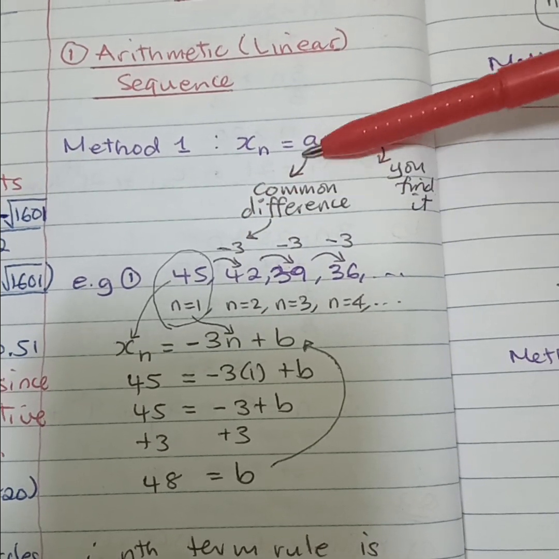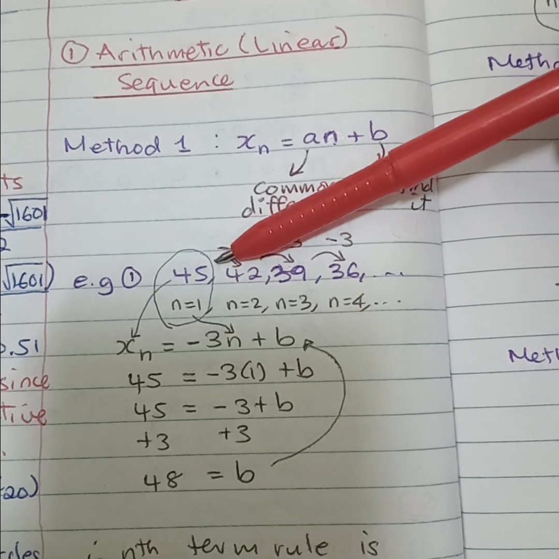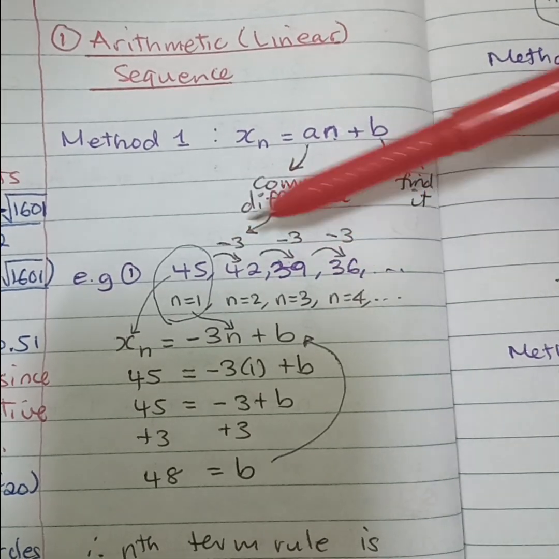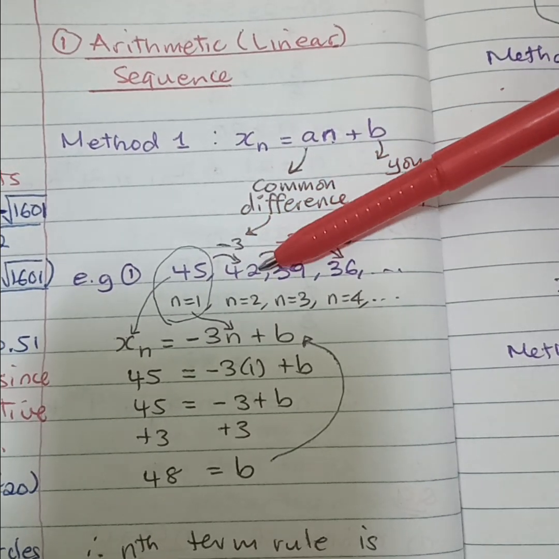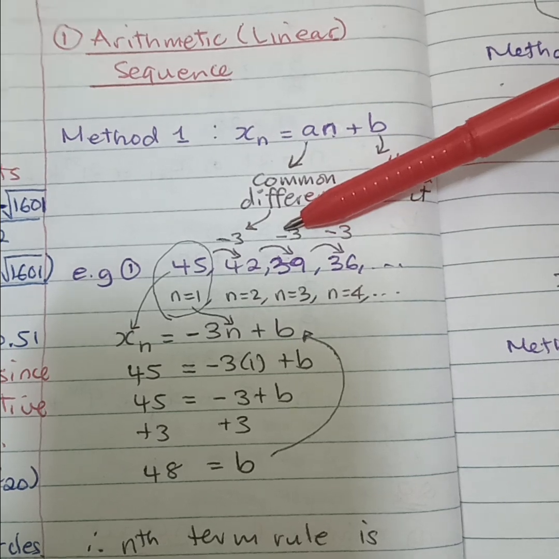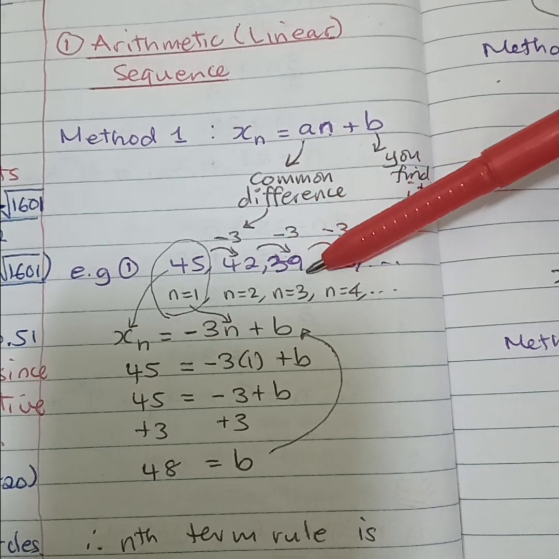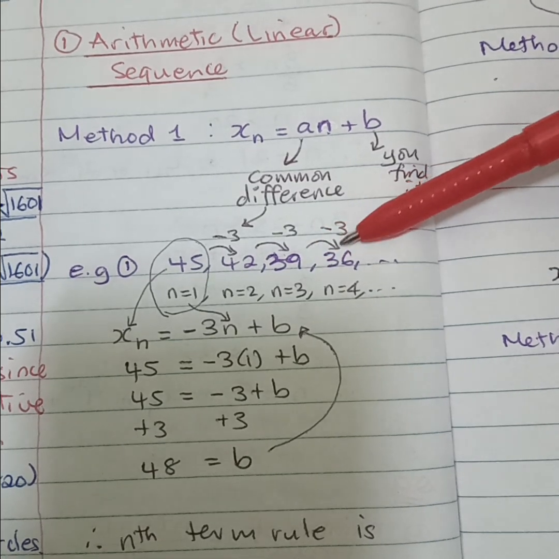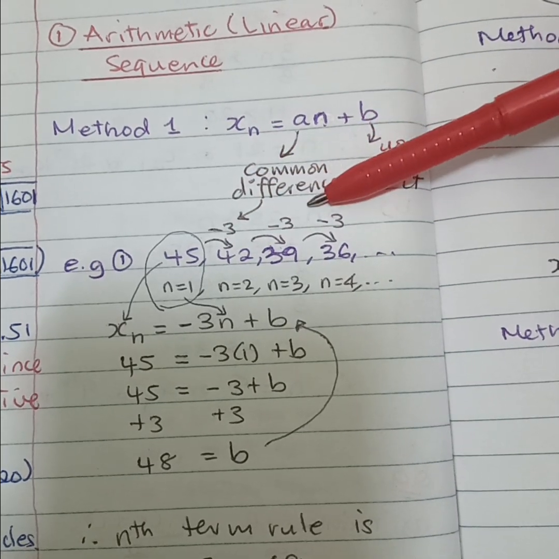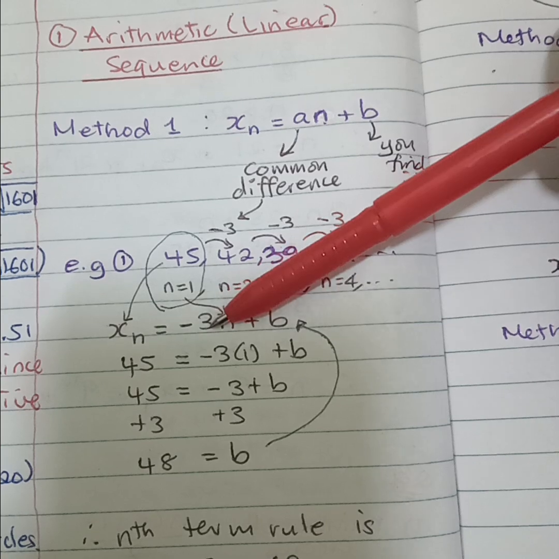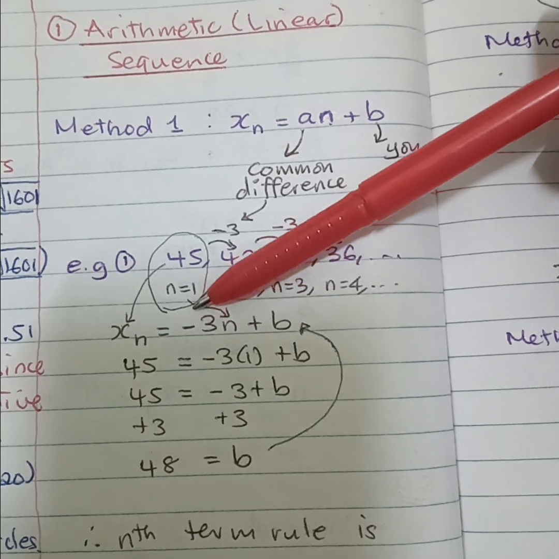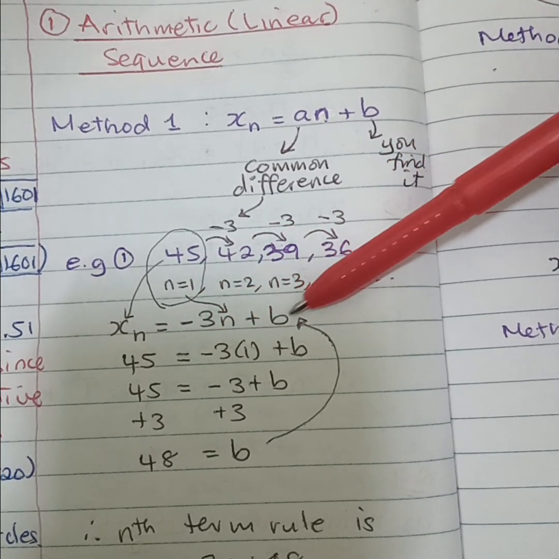First, we can find the value of a, which is the common difference, by looking at the first terms of the sequence that are given. You see, from 45 to 42 we are going by minus 3. From 42 to 39 we minus 3, and from 39 we minus 3 to get to 36, and so forth. So this minus 3 is our common difference. Now we plug it in place of a, so our xn is negative 3n plus b.